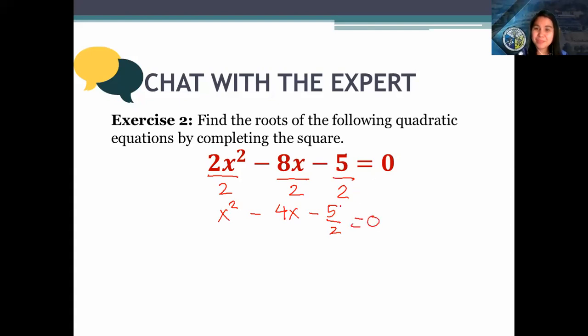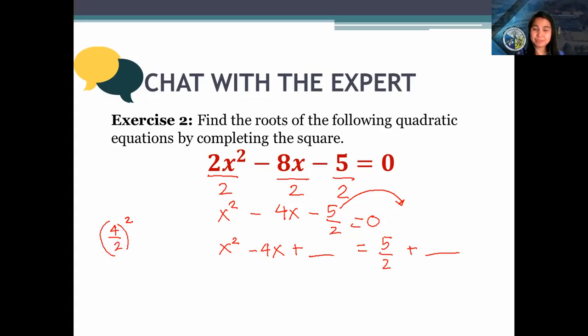Next, step number 3. We transfer our constant to the other side. So we have x squared minus 4x equals 5 over 2. Next, we make the left-hand side a perfect square trinomial. What will we add? That's 4 divided by 2. You square it. So 4 divided by 2 is 2. You square, that's 4. So add 4 to the left. Add 4 to the right.